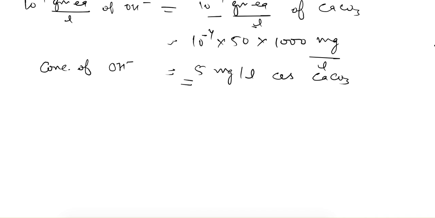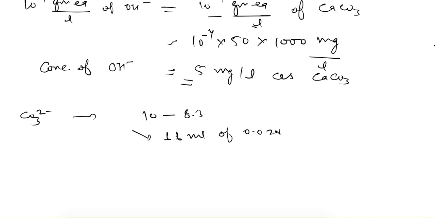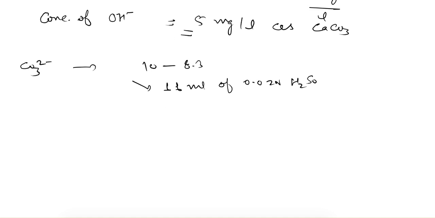Now let's see for CO3 2 minus, that is carbonate ions. We have been given that from pH 10 to 8.3 is reached using 11 ml of 0.02 N H2SO4. So we know that it will be equivalent to OH minus plus half of CO3 2 minus. This pH is reached when we have consumed all the hydroxide ions and half of these carbonate ions. So this will give us 11 ml of 0.02 N H2SO4, and 11 ml of 0.02 N H2SO4 will be equal to 11 milligram of CaCO3.